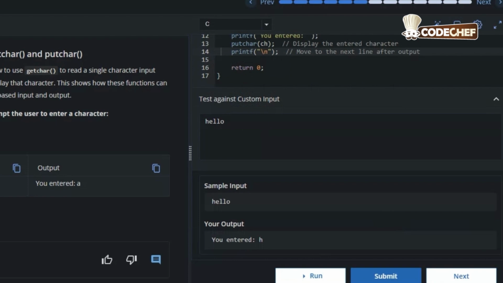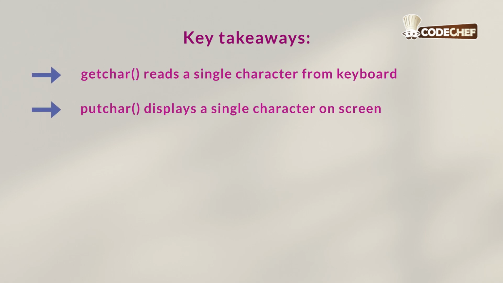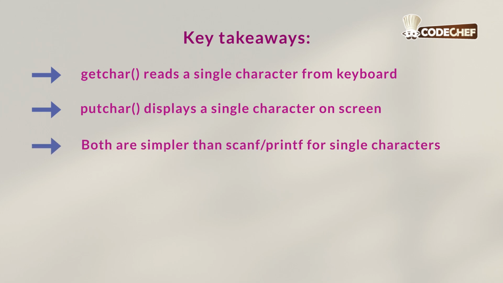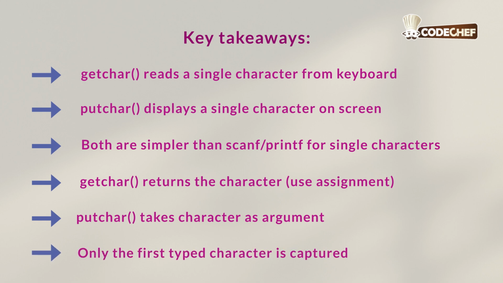Now let's understand what getchar and putchar were. Basically, getchar reads a single character from the keyboard. putchar displays a single character on screen. Both are simpler than scanf and printf for single characters. getchar returns the character. putchar takes the character as argument. Only the first typed character is captured.